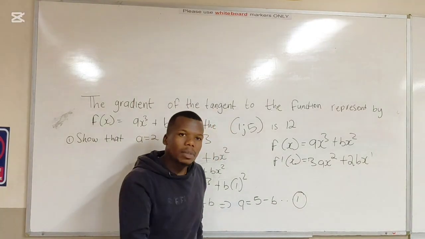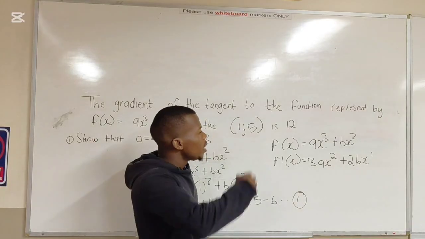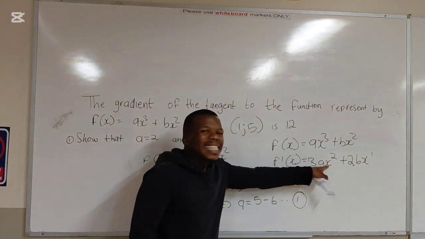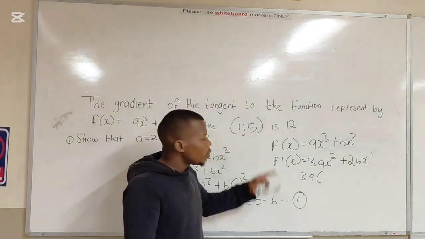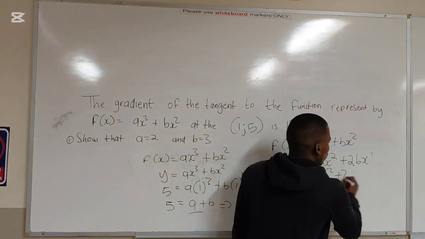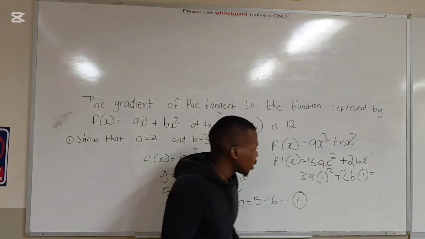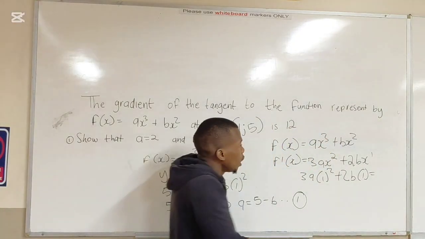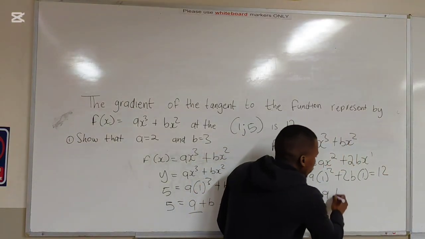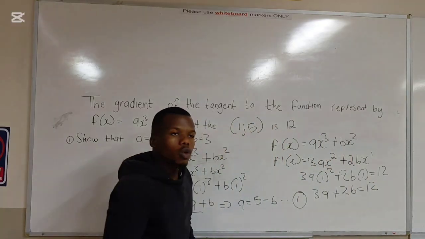But remember something. They said to us the gradient at this point is 12. Meaning here I will say 3a, where I see x, I must substitute positive 1. This is going to be multiplied by 1 squared plus 2b multiplied by 1. This must be equals to the gradient at that point, which is 12. Meaning I have 3a plus 2b, which is equals to 12.